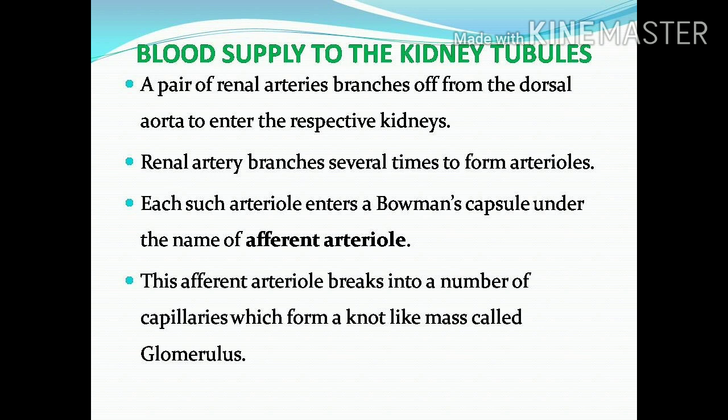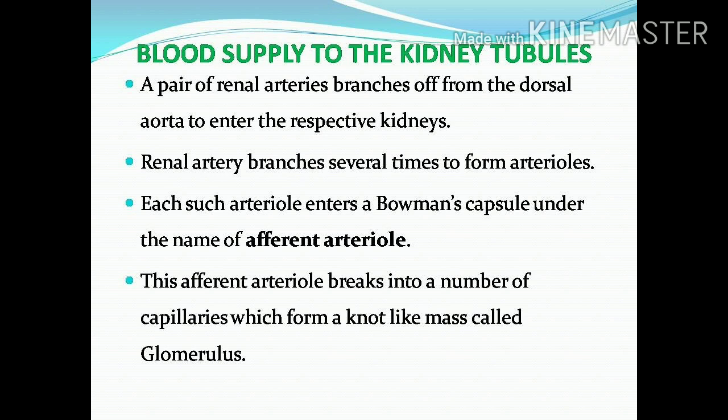Next, blood supply to the nephron or kidney tubules. A pair of renal arteries branch off from the dorsal aorta to enter the respective kidneys. A renal artery supplies the oxygenated blood to the kidneys, and the renal artery is nothing but a branch of the aorta. This renal artery branches and rebranches several times to give rise to arterioles.